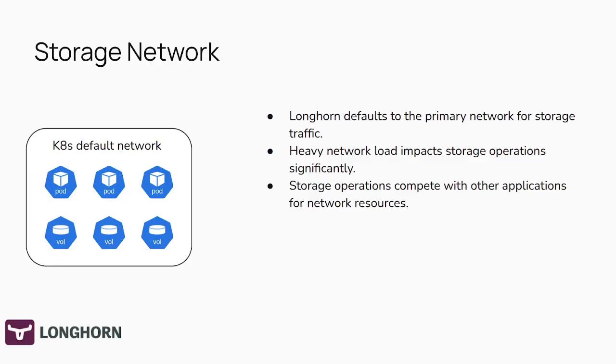So, storage network. By default, Longhorn uses your Kubernetes cluster primary network for all storage traffic. While this works fine for most cases, what happens when your network is under heavy load? In a busy environment, the storage operations you rely on could be competing with other applications for network resources. This makes it difficult to guarantee the performance and stability you need.